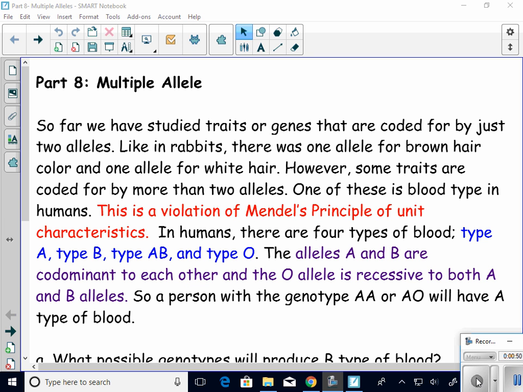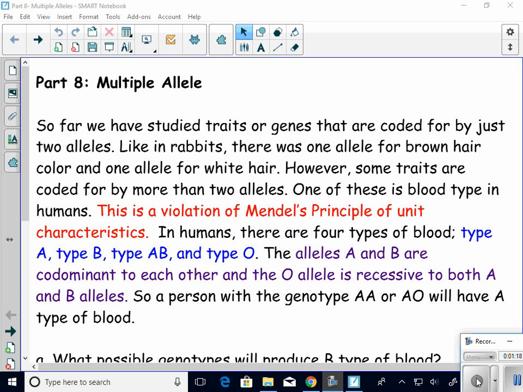Who can tell me what an allele is? Go ahead, Lewis. The letter that represents different forms of a gene. Okay? So when we've been talking about these alleles, we've just been talking about 2 different types.